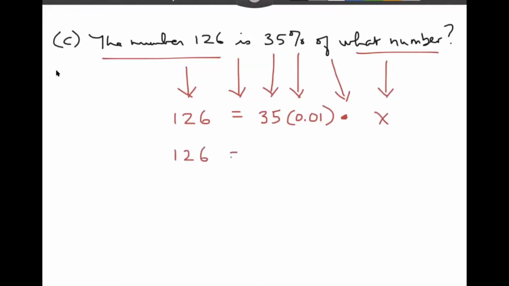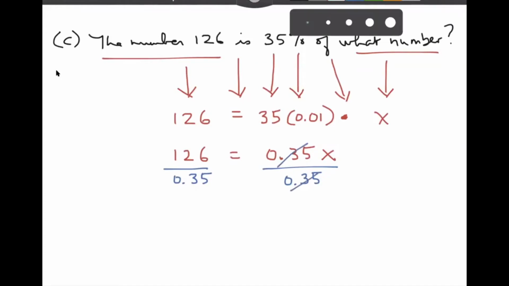35 times 0.01 is 0.35. So now I'll divide both sides by 0.35. And I think I will use my calculator for this one. 126 divided by 0.35 comes out to 360. So the number 126 is 35% of 360.